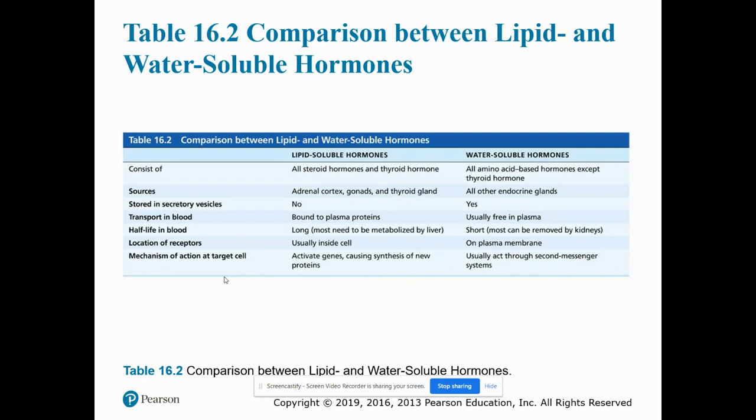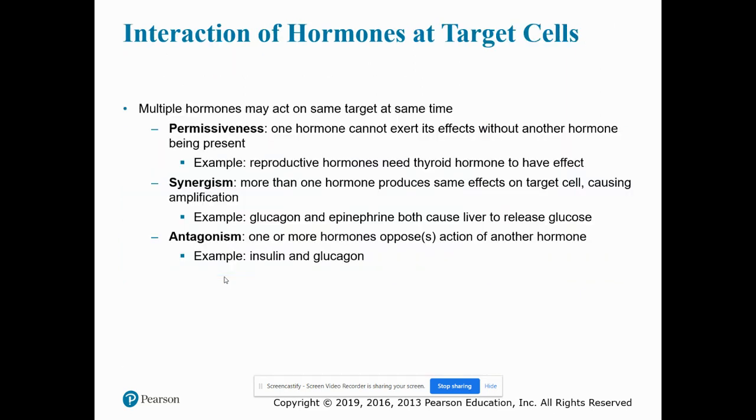Lipid-soluble hormones, location of receptors is inside of the cell, usually. Water-soluble on the plasma membrane. And then mechanism of action on target cell: lipid-soluble hormones activate genes, cause synthesis of new proteins, and water-soluble hormones are going to act through second messenger systems. Then we have interactions of hormones at target cells. Multiple hormones may act on the same target at the same time.